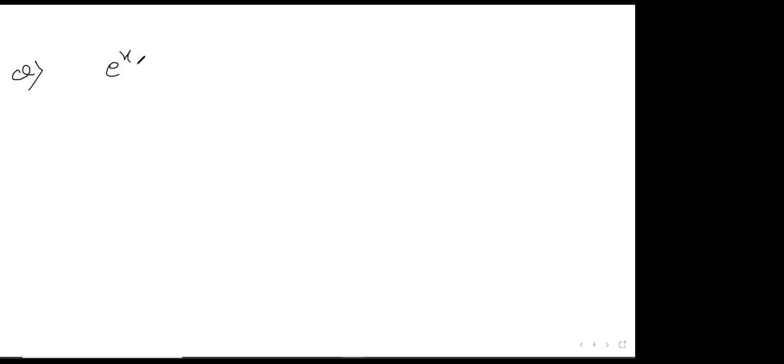Solve this question. E raised to the power x whole divided by 1 plus sin x. All right, take this is f of x. This is g of x. All right. This is the same formula of v into u dash minus u into v dash by v square. Right. You have to use that formula because these functions are in division.